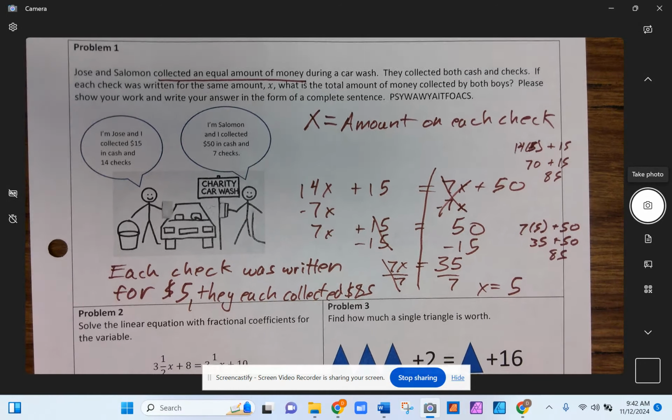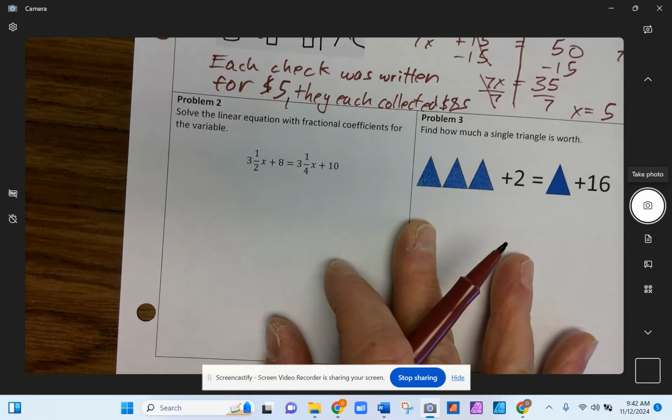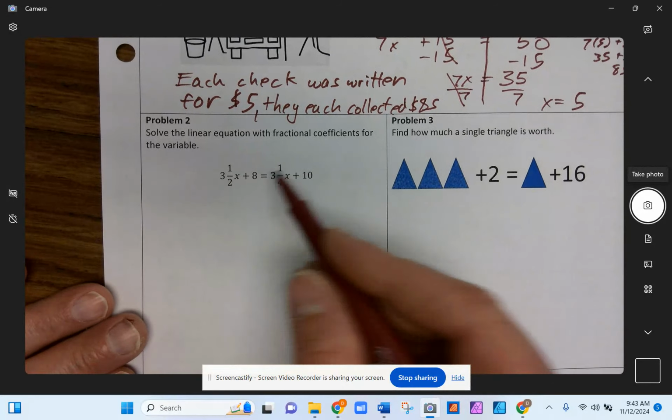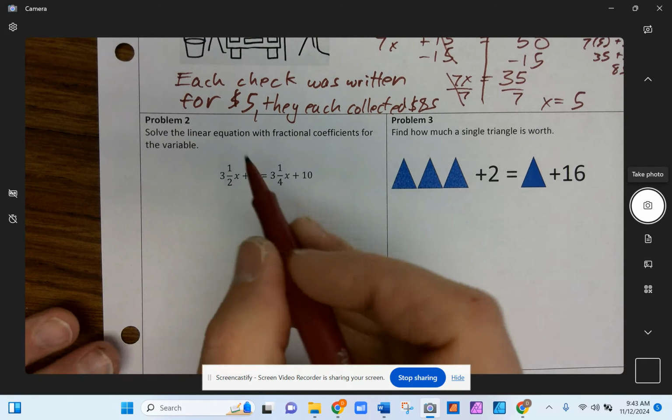So that's kind of our summary right there. Okay. Now we have a linear equation with fractional coefficients. So we have these fractions out here, 3.5 and 3 1/4. Let's see. So probably the easiest way is to get these so they have common denominators.